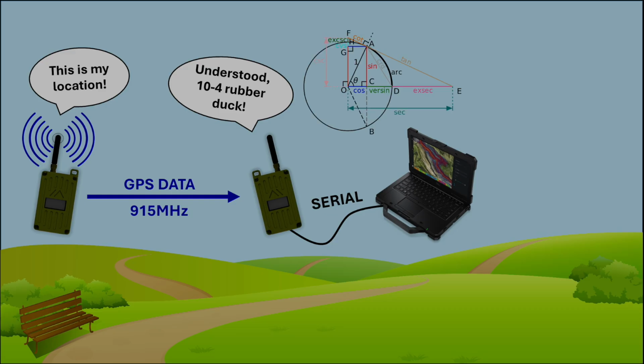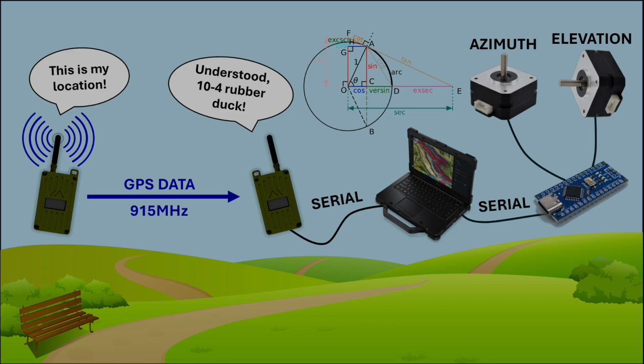The computer calculates the Haversine formula, which calculates the shortest distance between 2 points on a sphere, in this case Earth. That information is output via serial to the first Arduino, which is used to control the azimuth and elevation of a pan tilt.